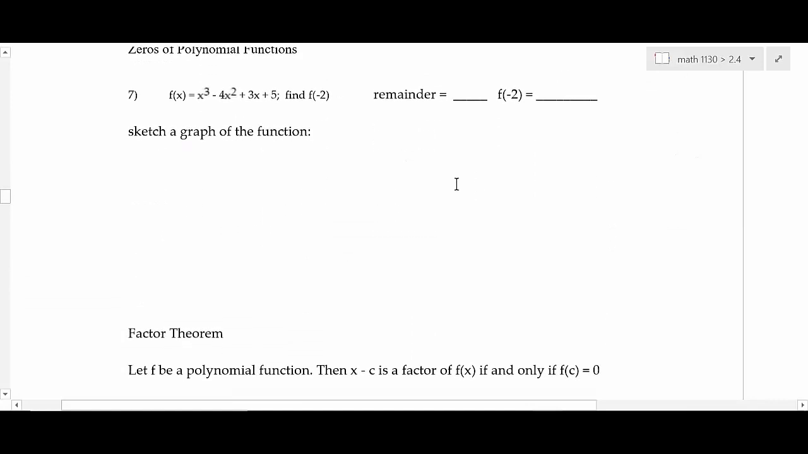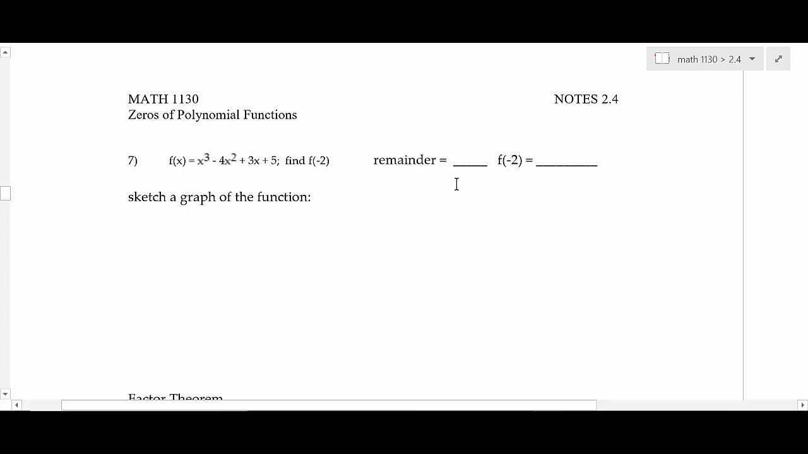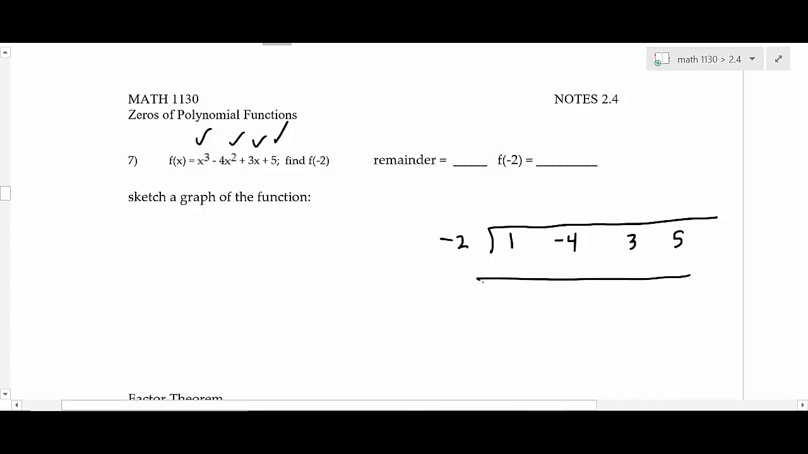Okay, let's do this one just with the remainder theorem. What you would do with this one is set up our synthetic division. It looks like we have a third power, second power, first power, and a constant, so nothing is missing. So we have 1, -4, 3, and 5 like that. What goes in front of this thing? -2, whatever you have. Don't change the sign or anything, it's just whatever you have. Now go ahead and do your synthetic division. Whatever your remainder is should be the value of the function, so it should give you a y value of a point on the graph.